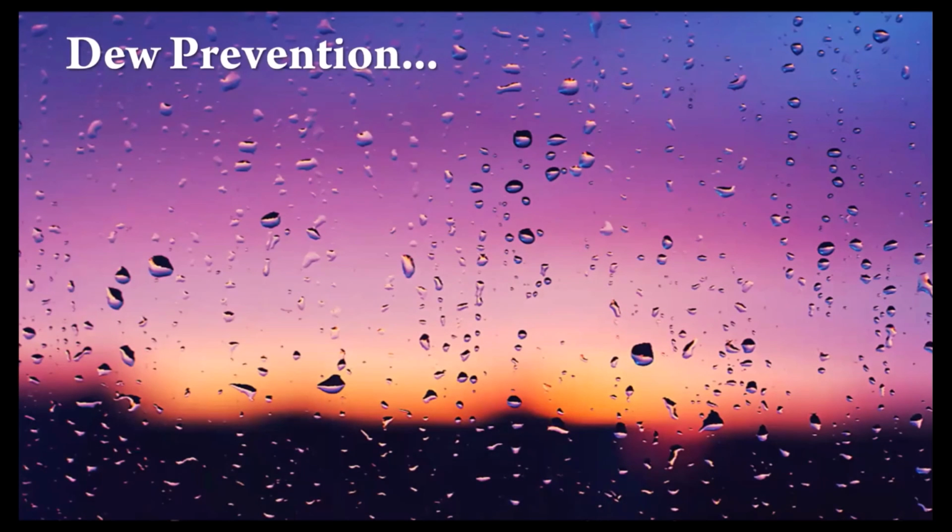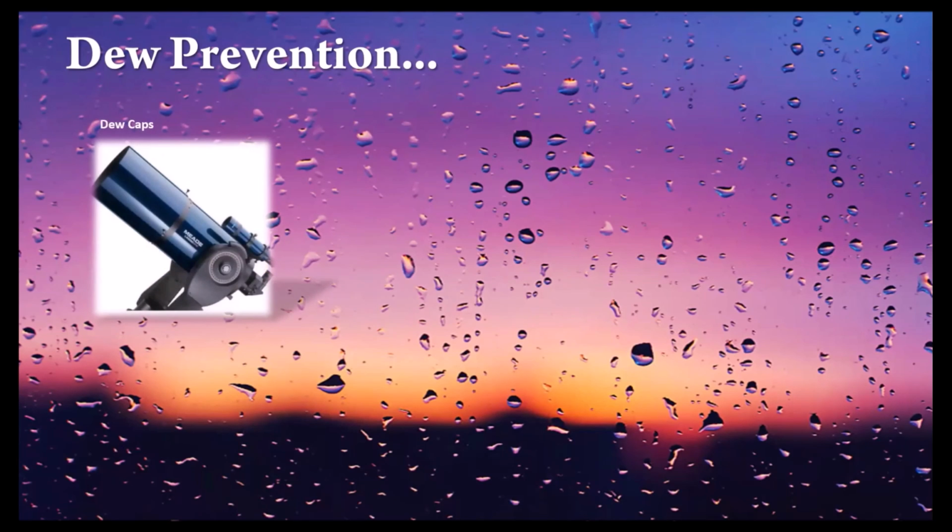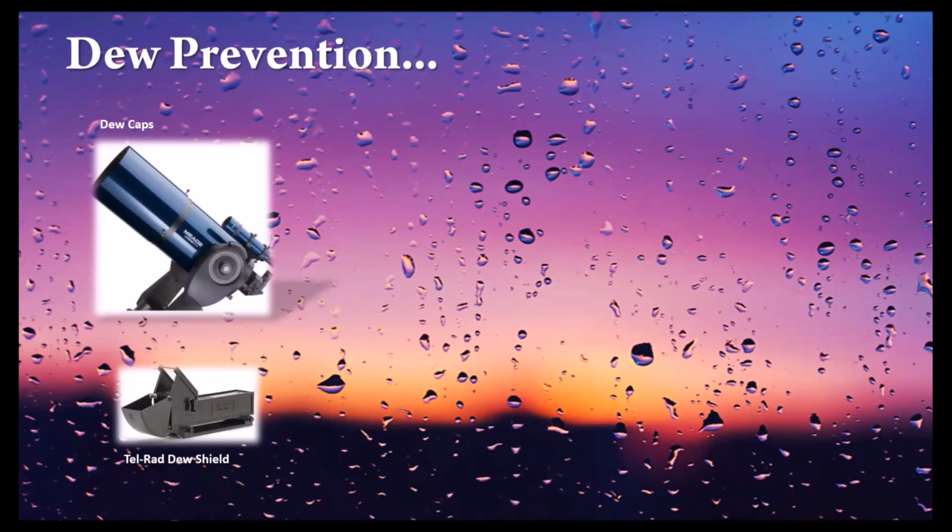Okay, so let's get into dew. So basically, dew occurs when the actual air temperature falls to the dew point. So your telescope can get very wet very quickly. Telescopes like refractors are very susceptible to this, but all refractors usually have built-in or extendable dew shields. For a Schmidt-Cassegrain, you either have to buy one or build one. So here's a dew cap for your Schmidt-Cassegrain. Even Telrads have dew shields you can buy, but you can build one as well.